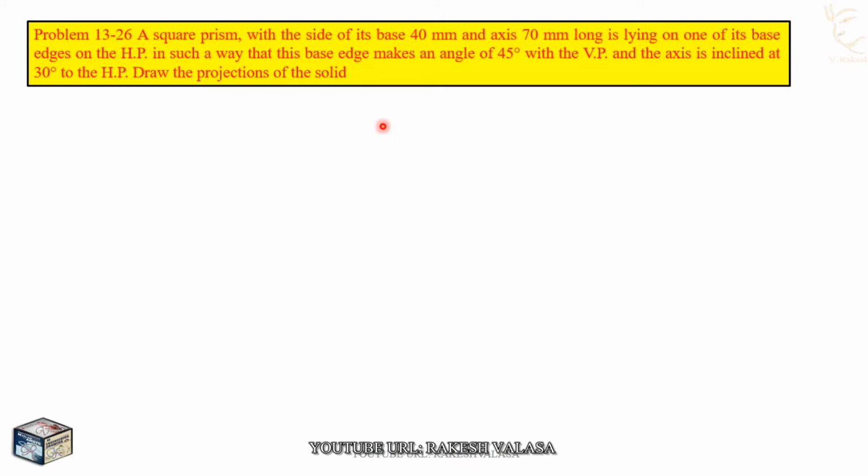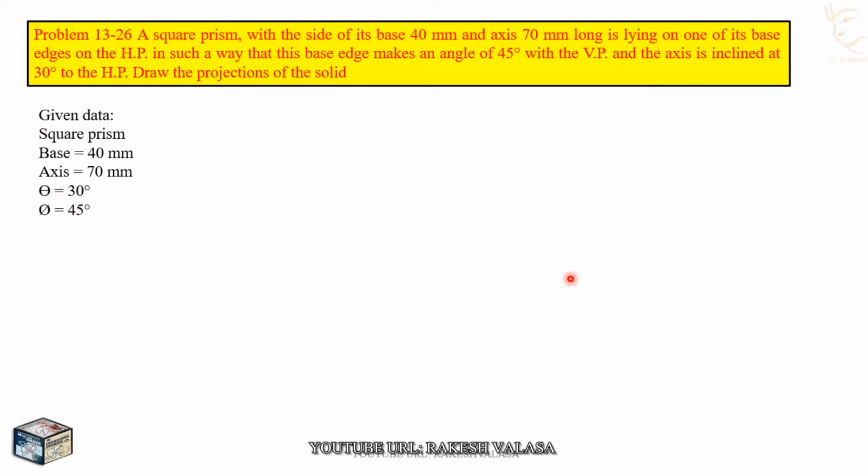My dear students, first note down the given data. First identify the given solid. That solid name is square prism. That means the solid's bottom surface and top surface should be in the shape of a square, and the four edges are connected with four rectangular faces. That is called a square prism. He has given one important data, that is base edge length is 40 mm and its height or axis is 70 mm. The first condition is this base edge makes an angle of 45 degrees with VP, that is phi equal to 45 degrees, and the axis is inclined at 30 degrees to the HP, that means theta equal to 30 degrees.